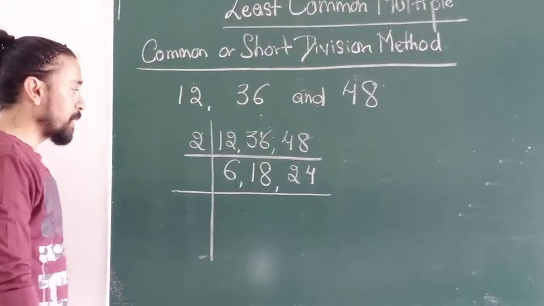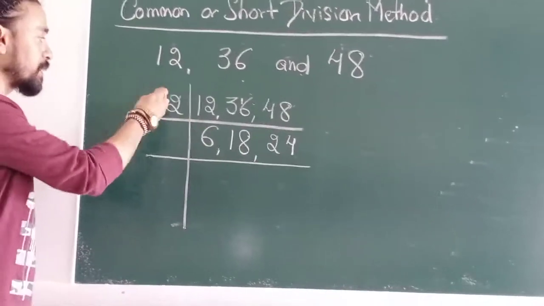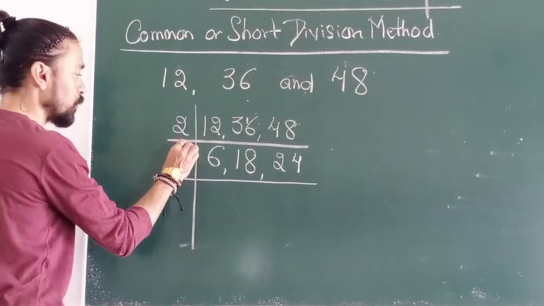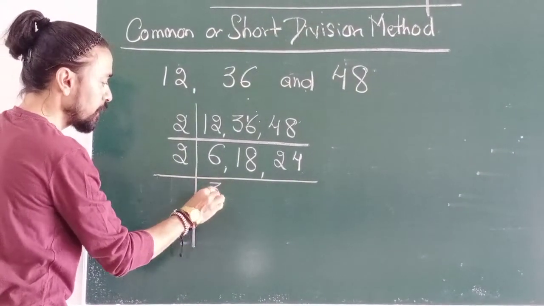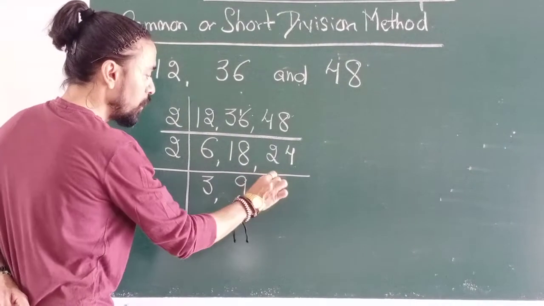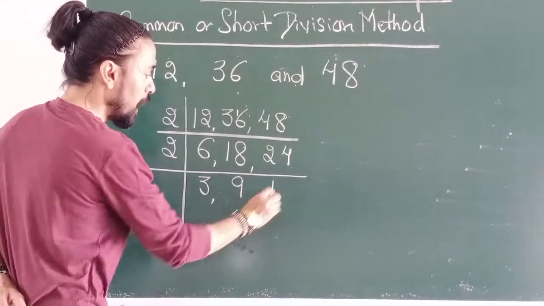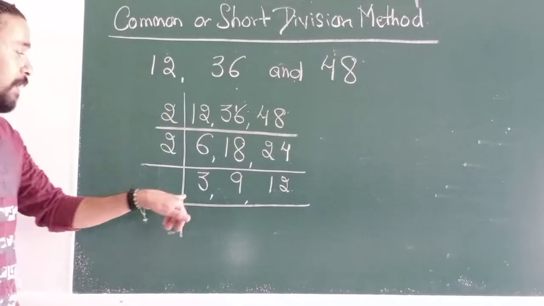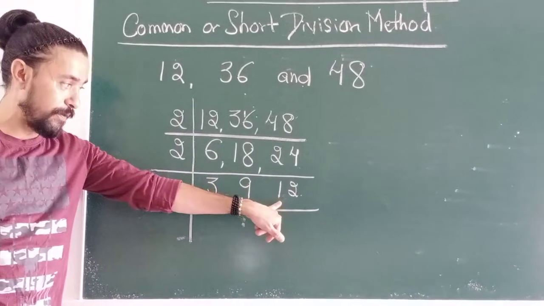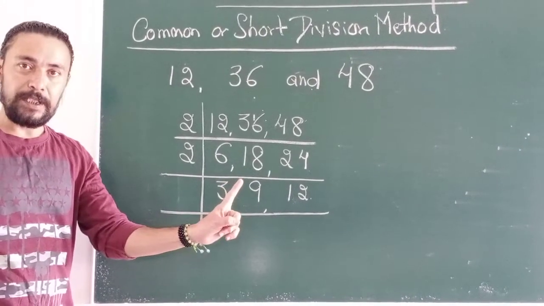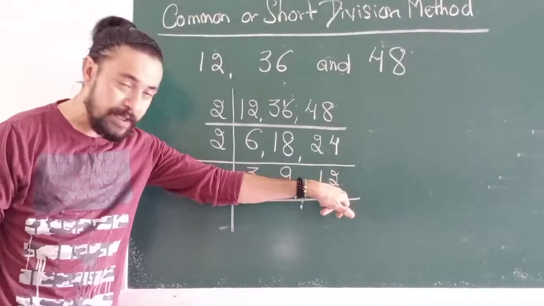Now again I ask myself, is any number still divisible by 2? Yes, all of them are still divisible by 2. So I again divide by 2. So 2 3s are 6, comma, 2 9s are 18, comma, 2 1s are 2, and 2 2s are 4. Now when I come to 3, 9 and 12, I realize that 3 and 9 are not divisible by 2, but 12 is still divisible by 2.